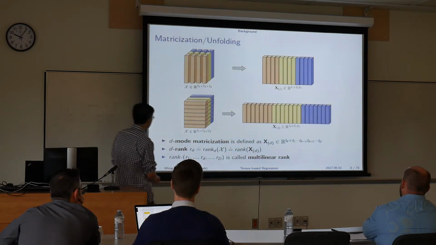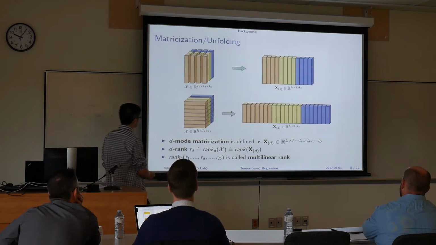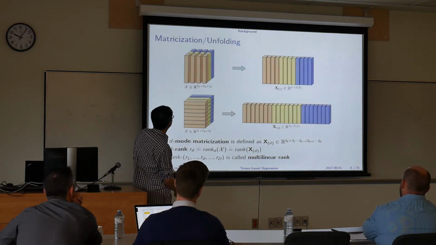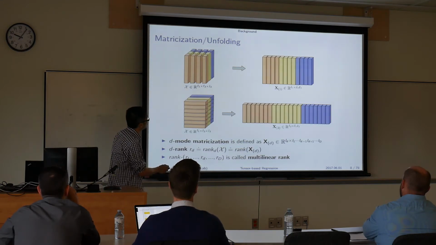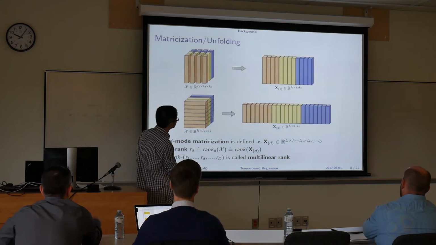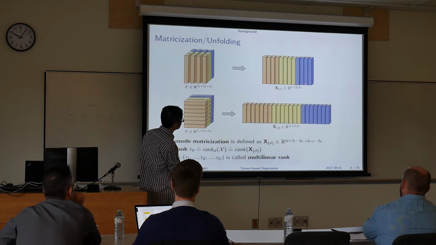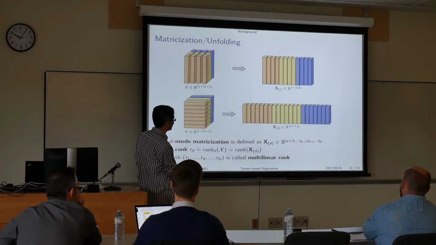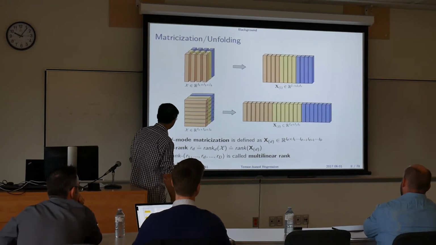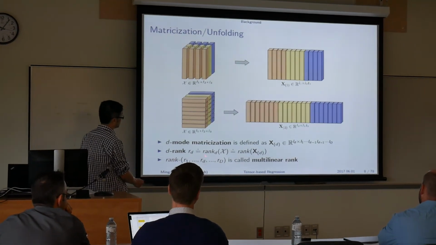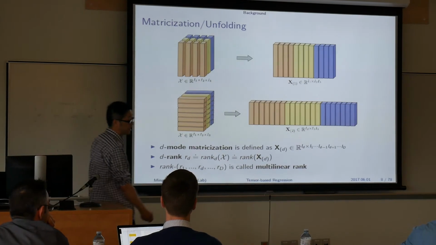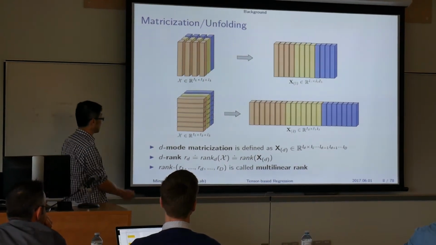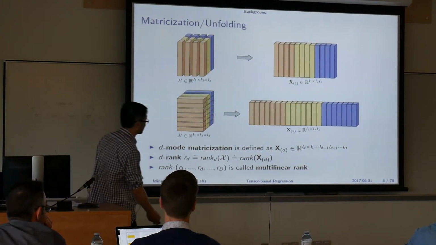Here is an example of a third-order tensor I1 by I2 by I3, which is unfolded along the first mode and the second mode, leading to a matrix X1 of size I1 by I2I3, and a matrix X2 of size I2 by I1I3. The D-rank of a tensor is just the column rank of the unfolding matrix in the D mode. The collection of D-ranks is the multilinear rank.